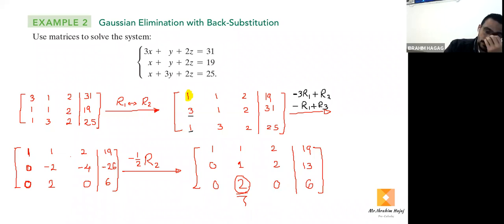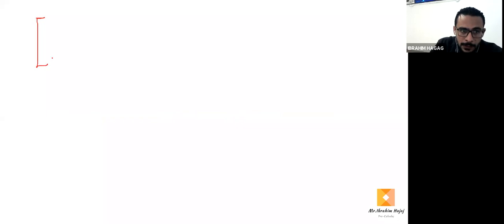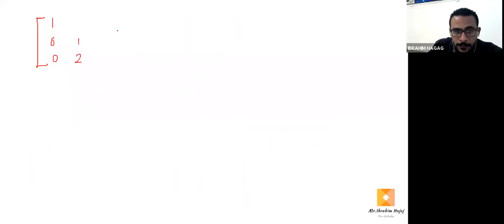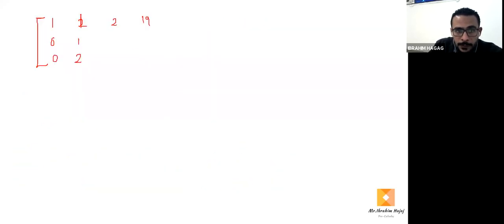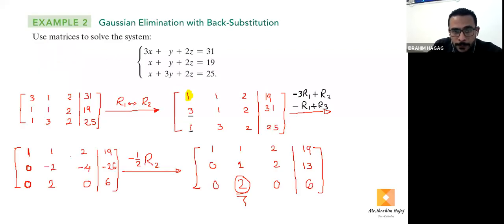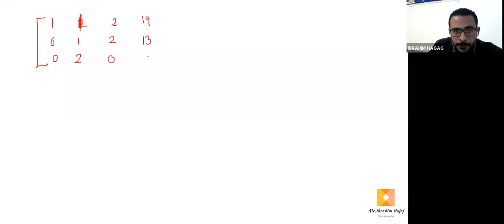And to be 0, I will complete in the next slide. But I will just rewrite it: 1, 0, 0. Here is 2, 1, 2, 9. Here is 1. Here is 2 and here is 0 and 13 and 6. So our goal now, guys, is to make this 2 into 0.